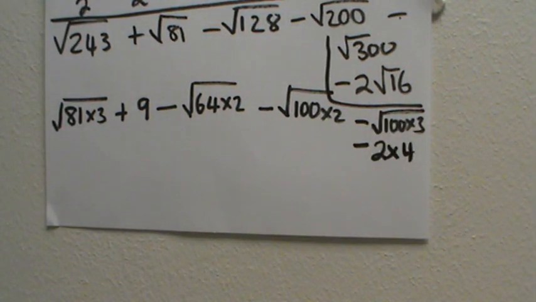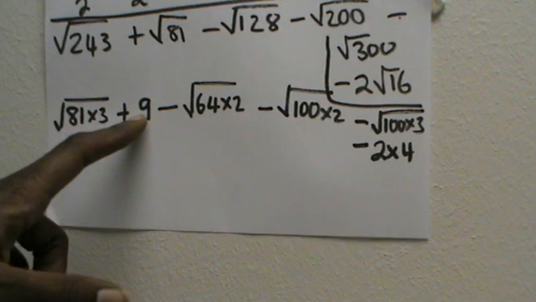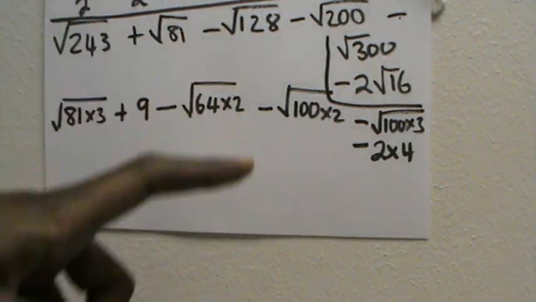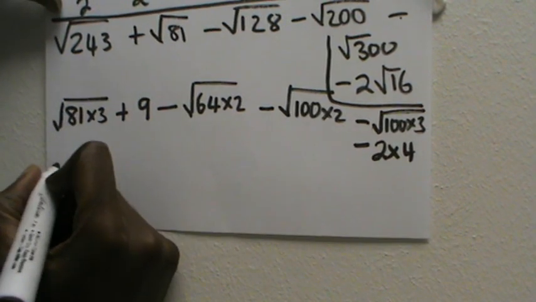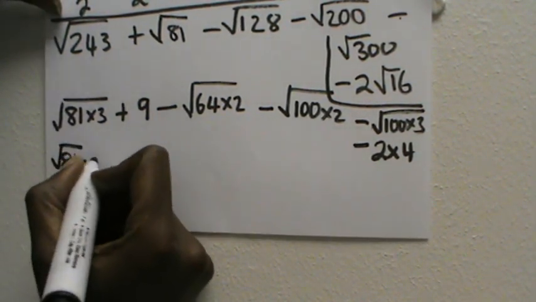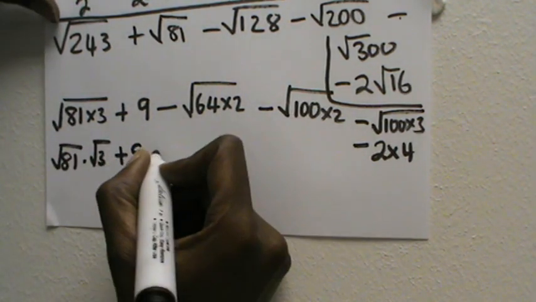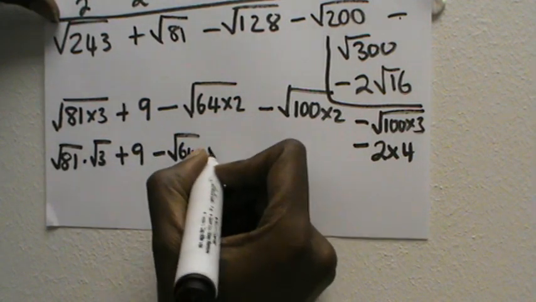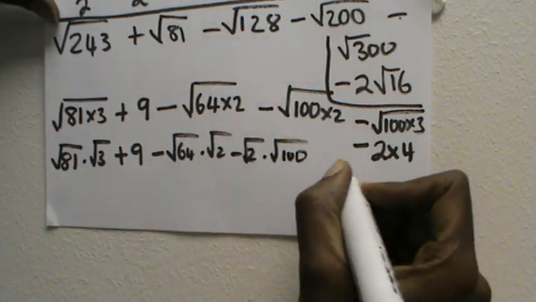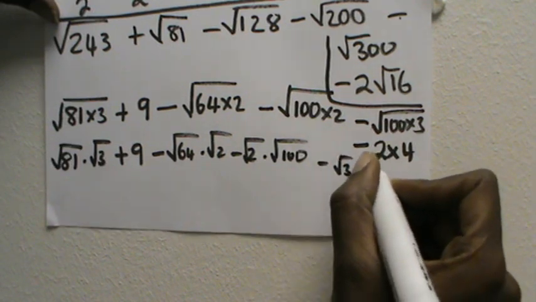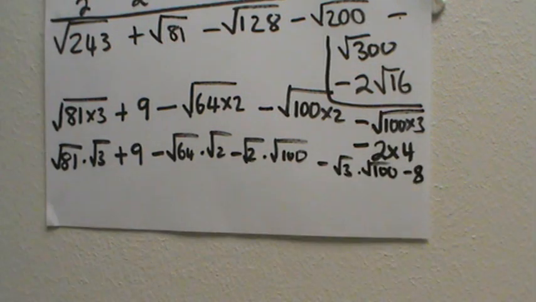Okay, so you just need to remember your laws of exponents because square root is an exponent. So I can split this up. This is square root of 81 times 3 plus 9 minus square root of 64 times square root of 2, and then so on. So to do that, I have square root of 3 plus 9 minus square root of 64 times square root of 2 minus square root of 2 times square root of 100 minus square root of 3 times square root of 100 minus 8. Okay, I'm running out of space, so it's getting a little bit smaller, but I hope you can still see.